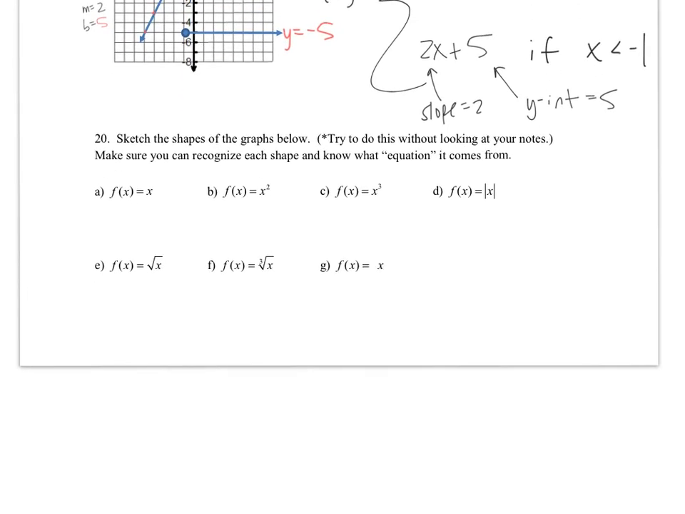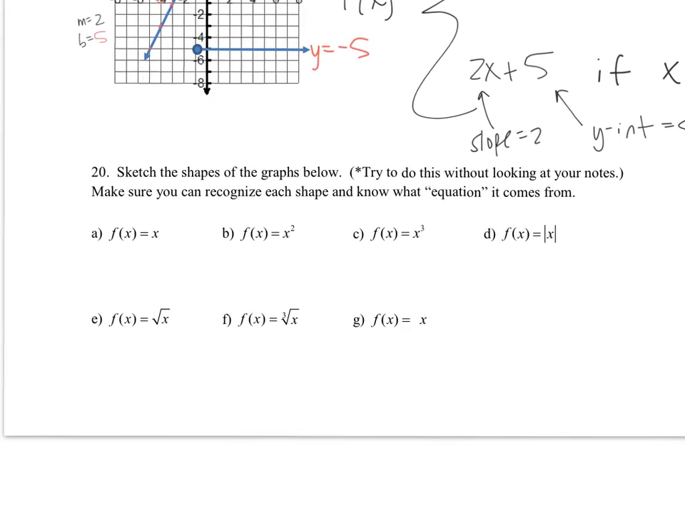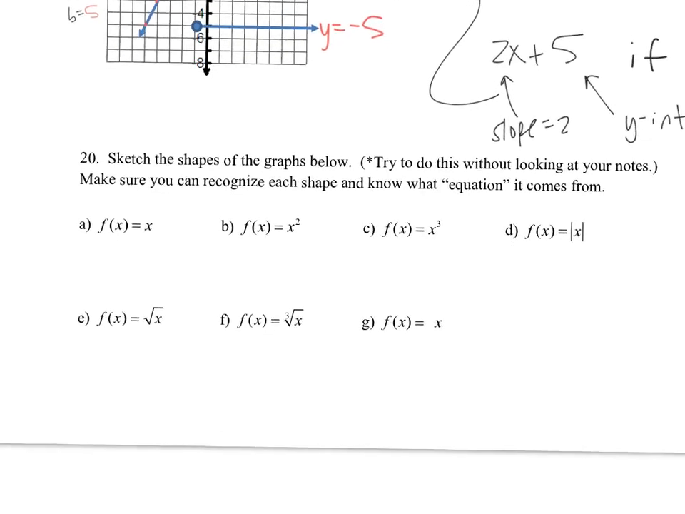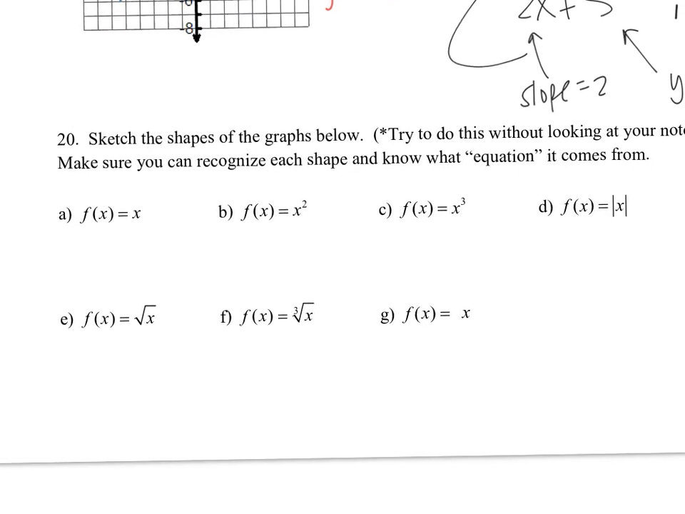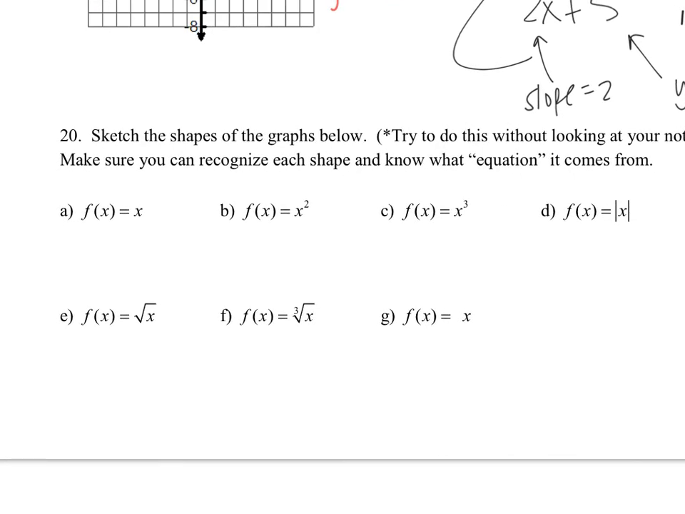Let's do the last one. Sketch the shapes of the graphs below. Try and do it without looking at your notes. By now you guys should for sure know what the shapes of these graphs are. y equals x, line, straight line. y equals x squared, parabola. y equals x to the third, snake, getting really high really fast. Absolute value, V shape.